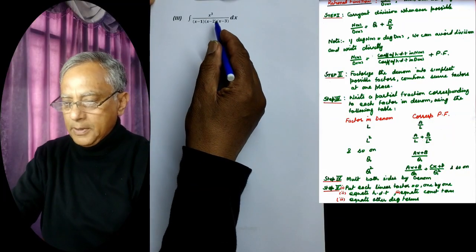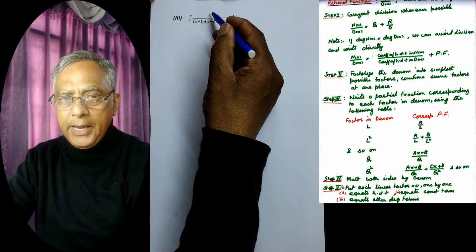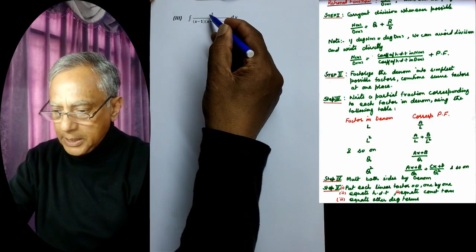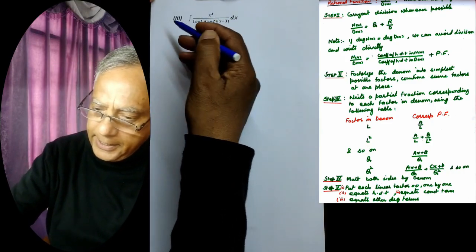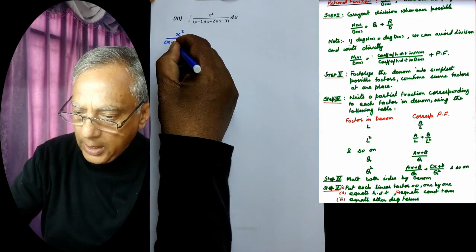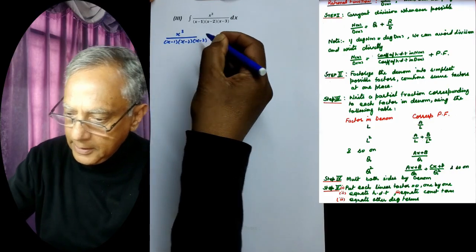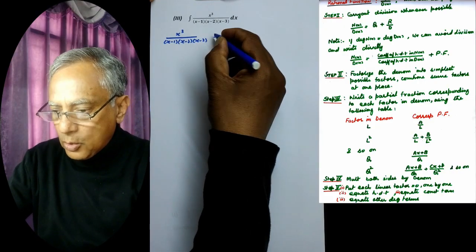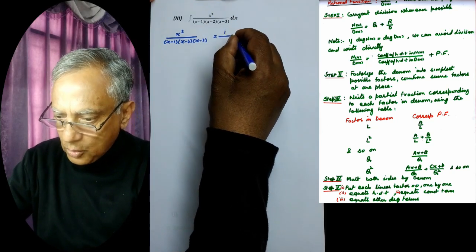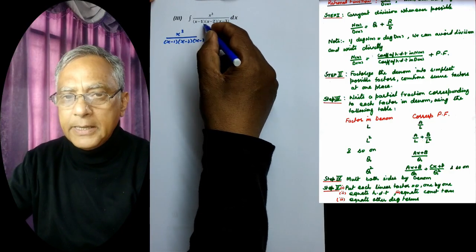Now in this question, what we note is degree of numerator is 3 and degree of denominator is also 3. So in such questions we can directly write x cube over (x minus 1)(x minus 2)(x minus 3) is equal to coefficient of highest degree term in numerator, that is 1, over coefficient of highest degree term in denominator. It is x cube. Here we will get x cube.